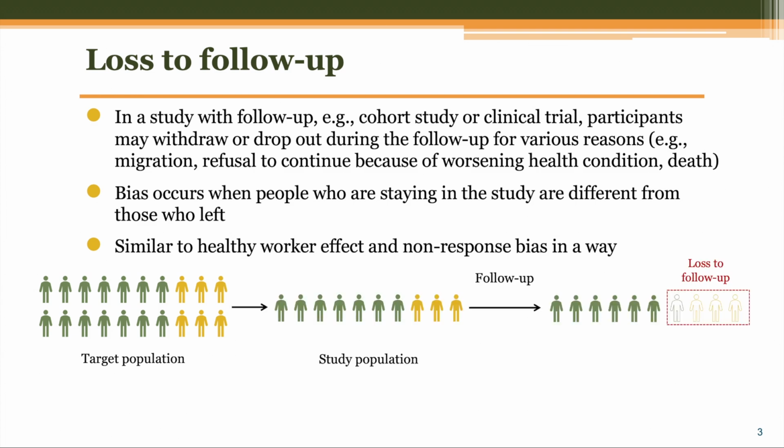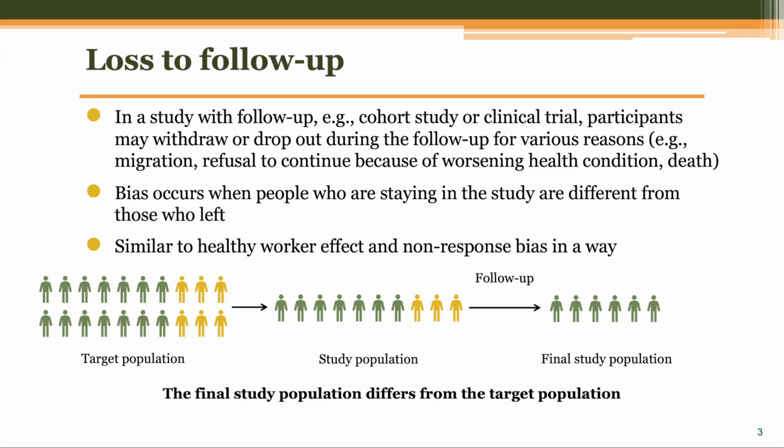during the follow-up for various reasons. Common reasons include migration, refusal to continue because of worsening health condition, and death. Bias occurs when people staying in the study are different from those who left. As a result, the final study population becomes unrepresentative of the target population. This is similar to healthy worker effect and non-response bias in a way.